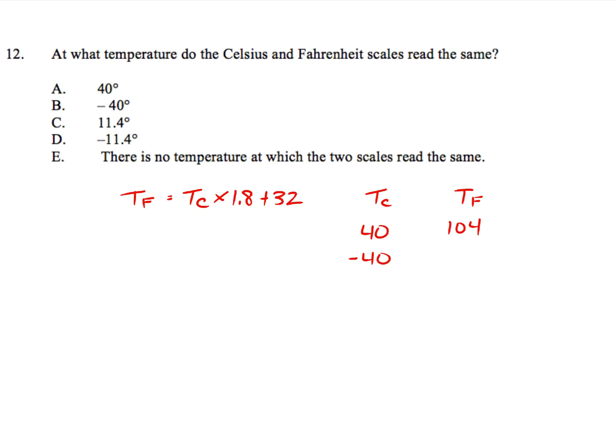Okay, so then try plugging in B, which is negative 40. So we do negative 40 times 1.8 plus 32. You actually get negative 40 back out of that. So negative 40 degrees Celsius reads the same temperature as negative 40 Fahrenheit. You could plug in the other numbers. Do 11.4 Celsius, you get 52.5 Fahrenheit. Negative 11.4 Celsius, you get positive 11.5 Fahrenheit. So none of the other ones match.